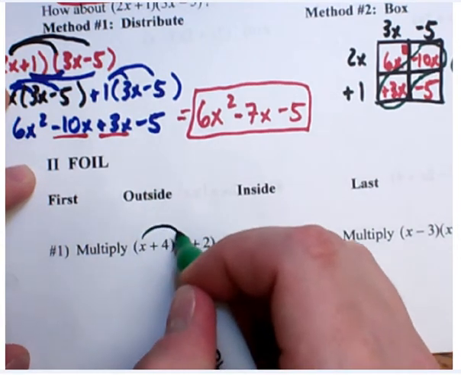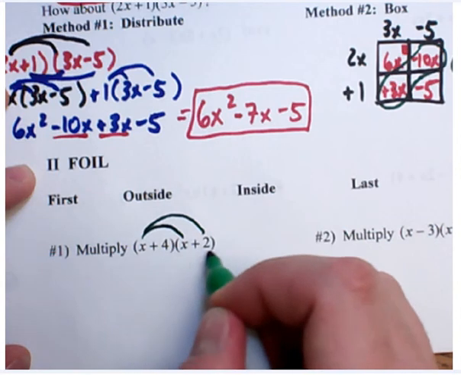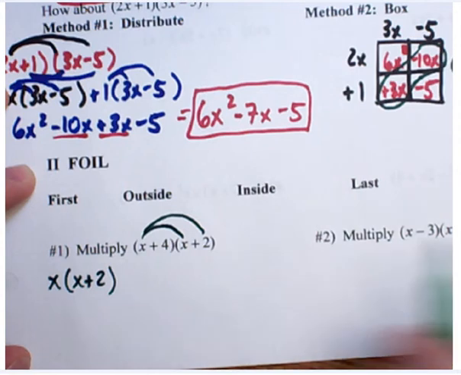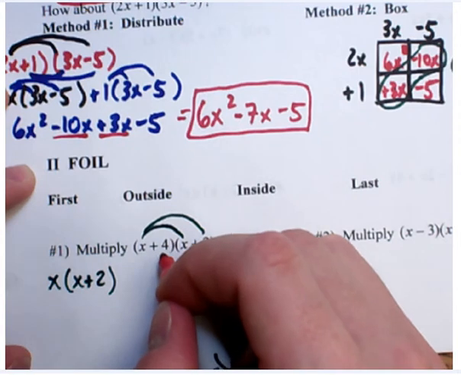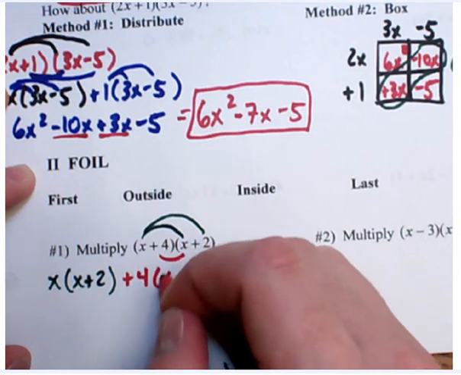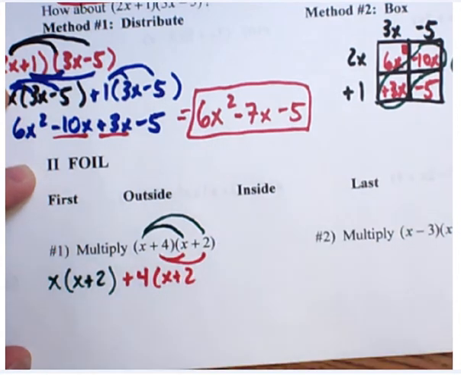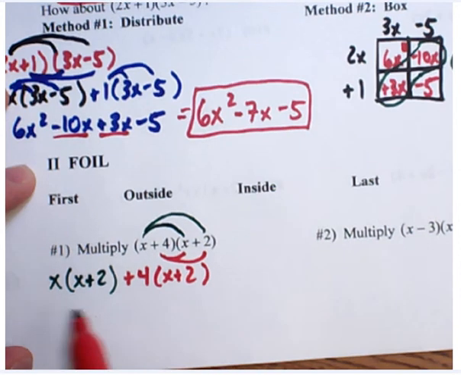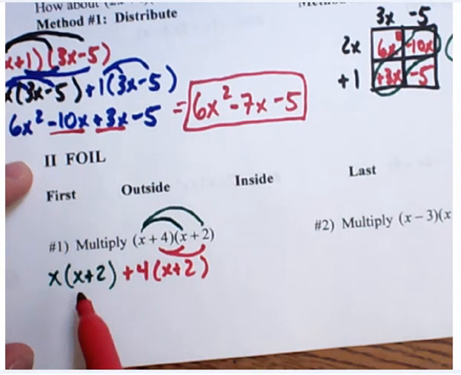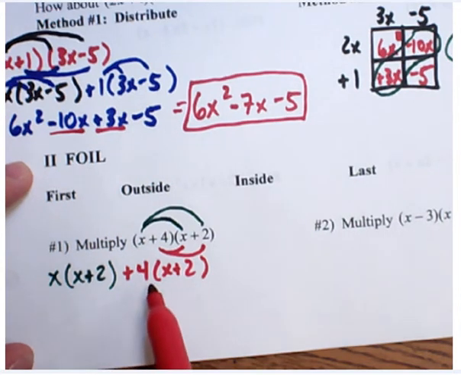So this first x has to multiply the binomial x plus 2. So x times x plus 2. And then the second value, 4, that's a positive 4, also has to multiply x plus 2. Now you might be asking, do I need to write this down? And the answer is no. You don't have to, but again, the idea is to get the problem right. To get the problem right, you need to avoid careless mistakes. I like to write this down so that I'm not mixing up my terms.